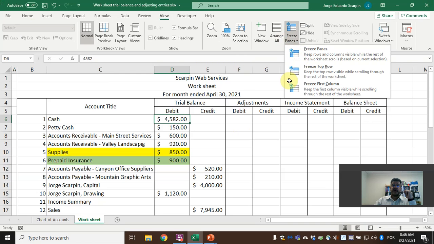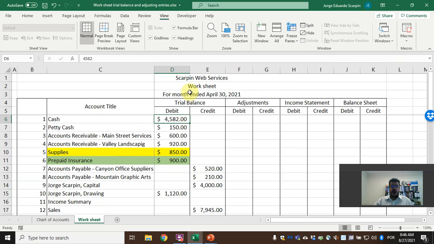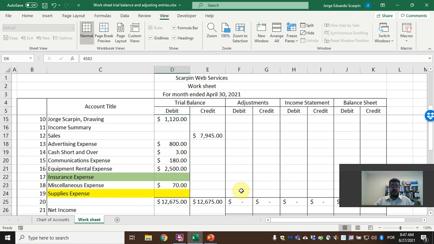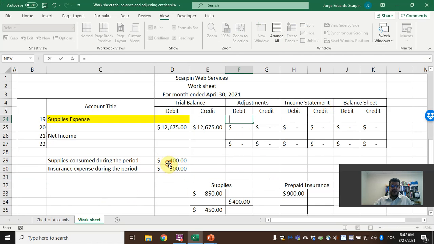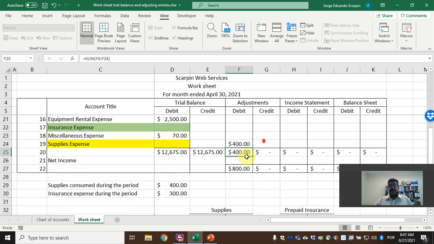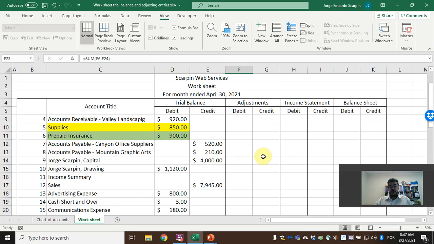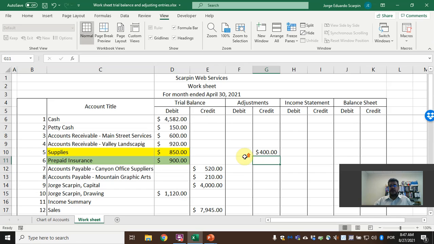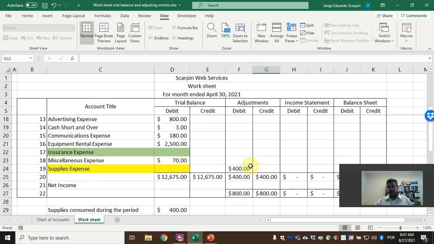Let's freeze this panel. And then we will lock column and rows. Beautiful, huh? Supplies expense, debit, 400. Now we have only debit, no credit. Problems, because our credit is supplies. So supplies, 400. And now we are good to go.